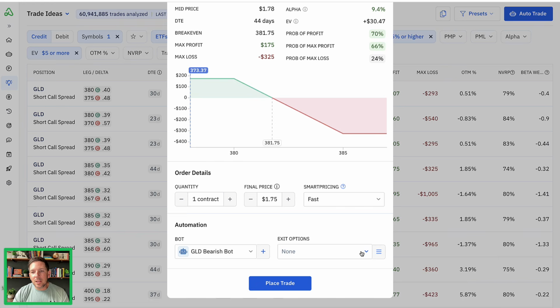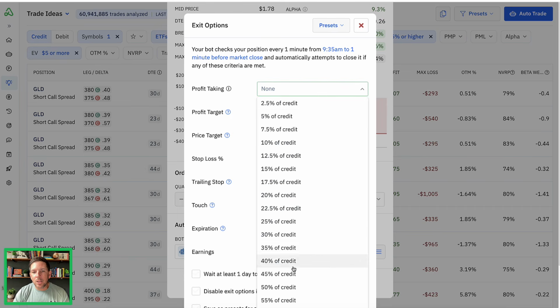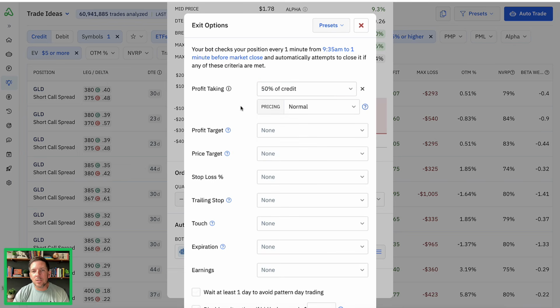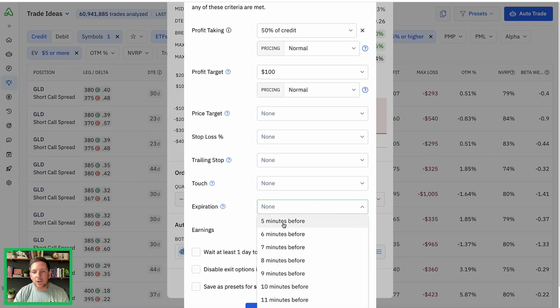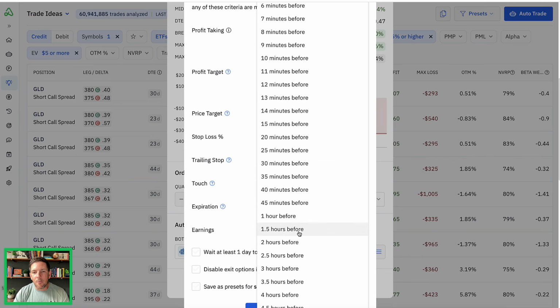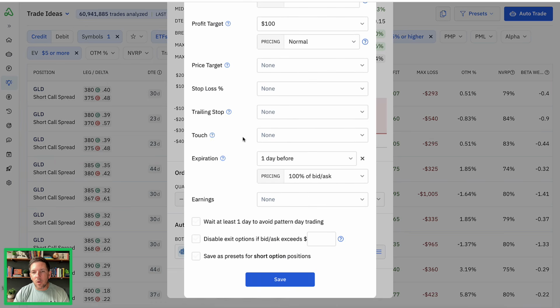The last thing that I can do here is preset my exit options, which means that if I get into this position, I can immediately tell the bot that I want to take the position off when it reaches certain criteria. So I could say, look, if you ever get to 50% of credit, take the position off. I can even set a profit target to say, if I get $100 of profit, then take the position off. And then finally, if I get to expiration, I can set it to close the position maybe one day before expiration, right? All of this can be set here inside of your exit option settings.